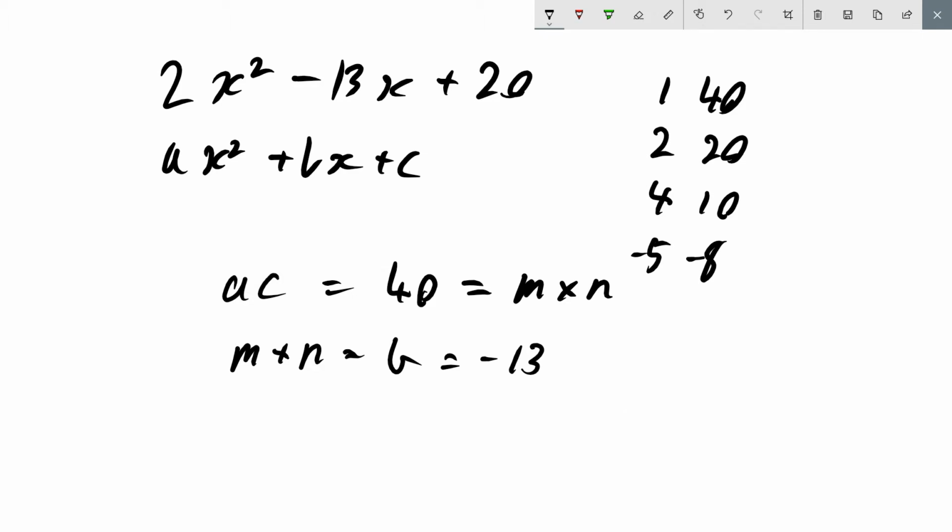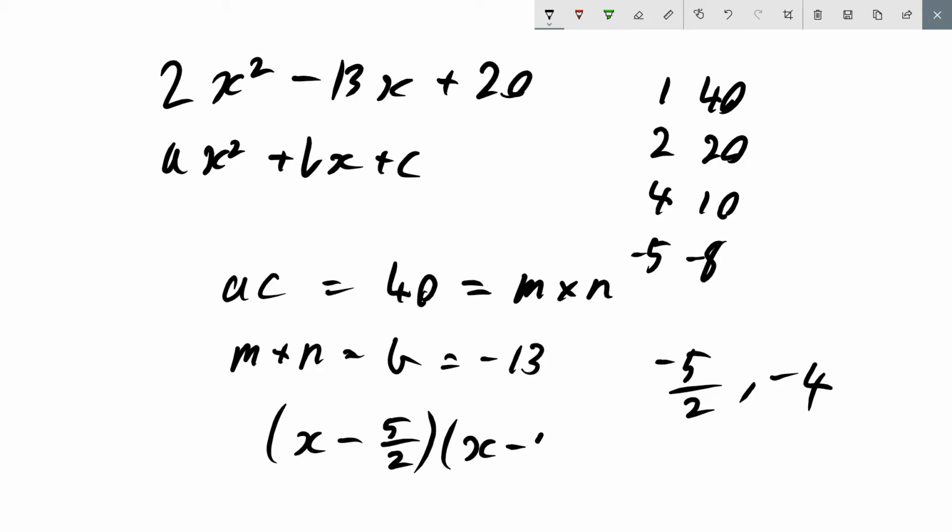With that, what I'm going to do is I'm going to divide these two numbers by our a coefficient, which in this case is 2, so I'll get negative 5 over 2 and negative 8 over 2, which is just negative 4. I will now grab these two numbers and I will put them here. So we have x minus 5 over 2, lots of x minus 4. And then the last step is to put the a coefficient at the front.